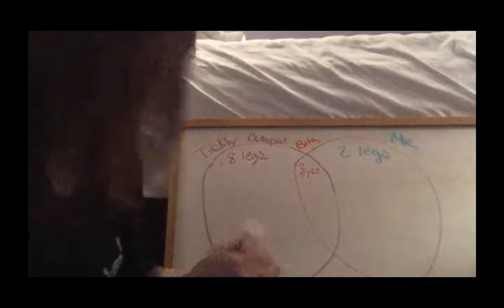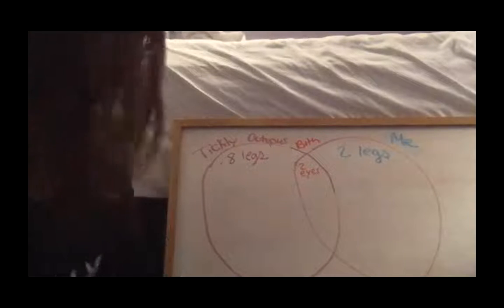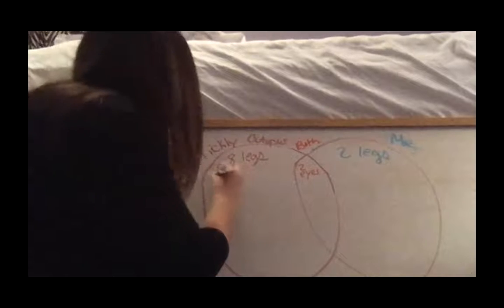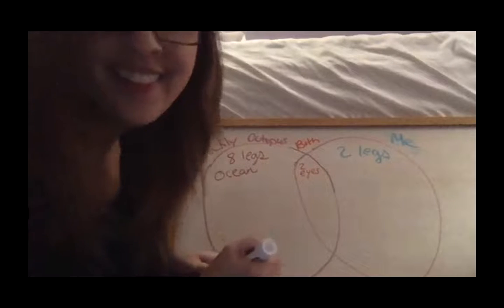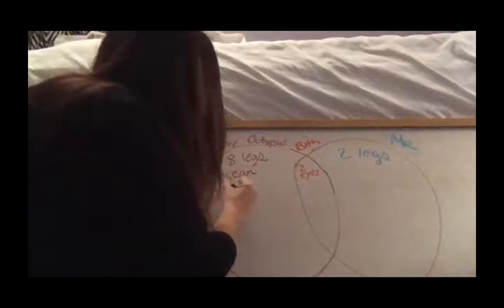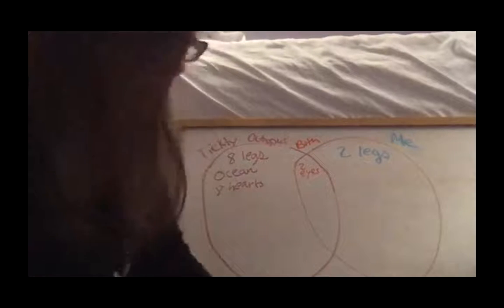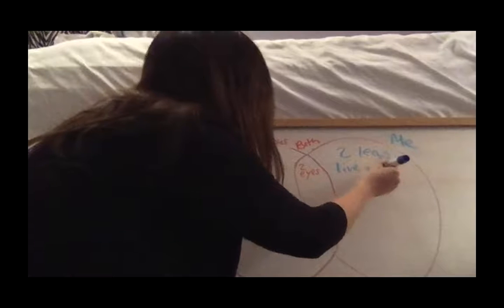Okay. Another thing that Octopus has that we don't have or lives somewhere. They live in the ocean. Yeah. Has 8 hearts. Is it really? Yes. All right, one thing that's different that we have. We live on land. Good job. We use our feet to walk.